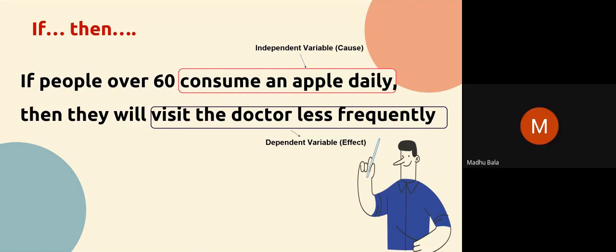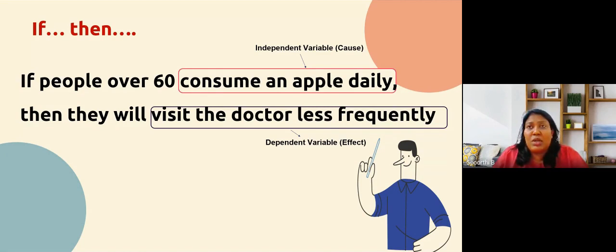But ma'am, the question is how will you select those people, like over 60 people, from where you will get the data? I could probably go to an old age home where I have people over 60. And then I will give them an apple every day, and see if they're paying fewer visits to the doctor. I'm just checking cause and effect.